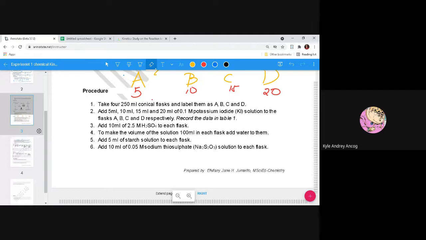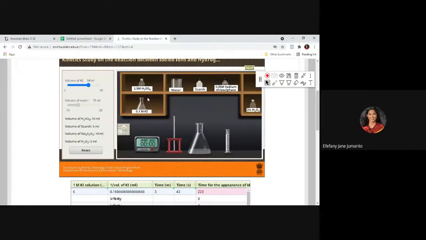Okay, ma'am, procedure 3. Add 10 ml of 2.5 molar sulfuric acid to each flask. Okay, so let's add 10 ml. 10 ml sulfuric acid. Okay, that one.